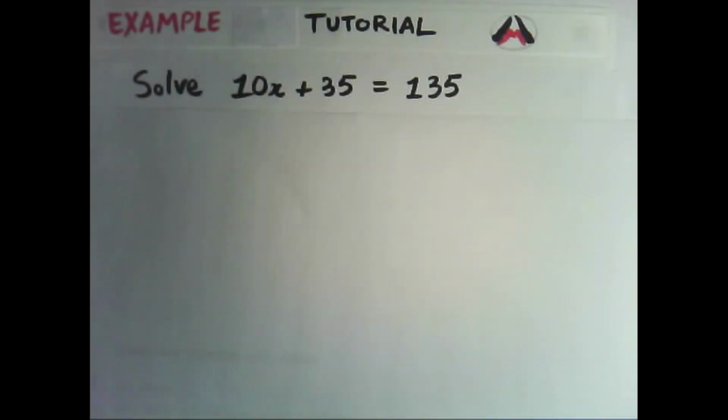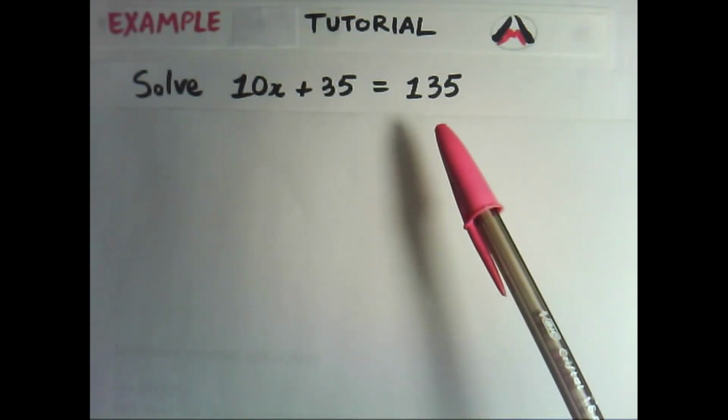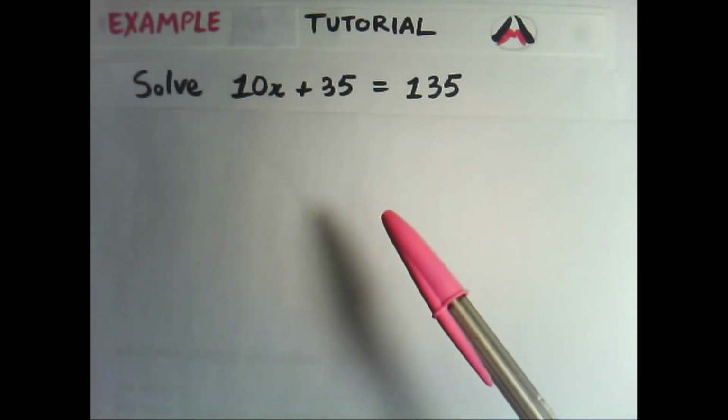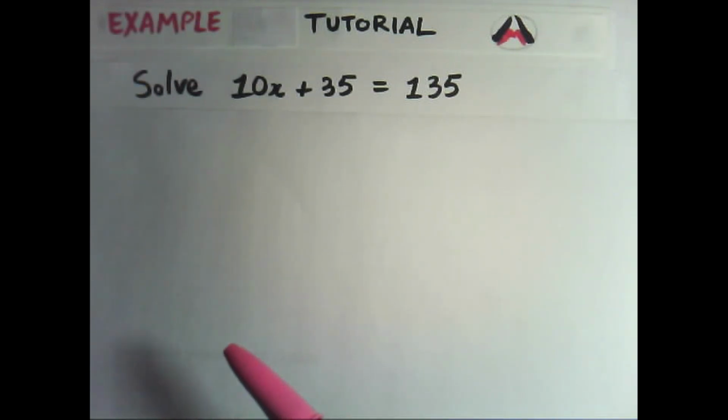This question asks us to solve 10x plus 35 is equal to 135. Now, there are several ways that we can solve this, but before we carry on, you might want to pause the video to see if you can try to solve this equation yourself.